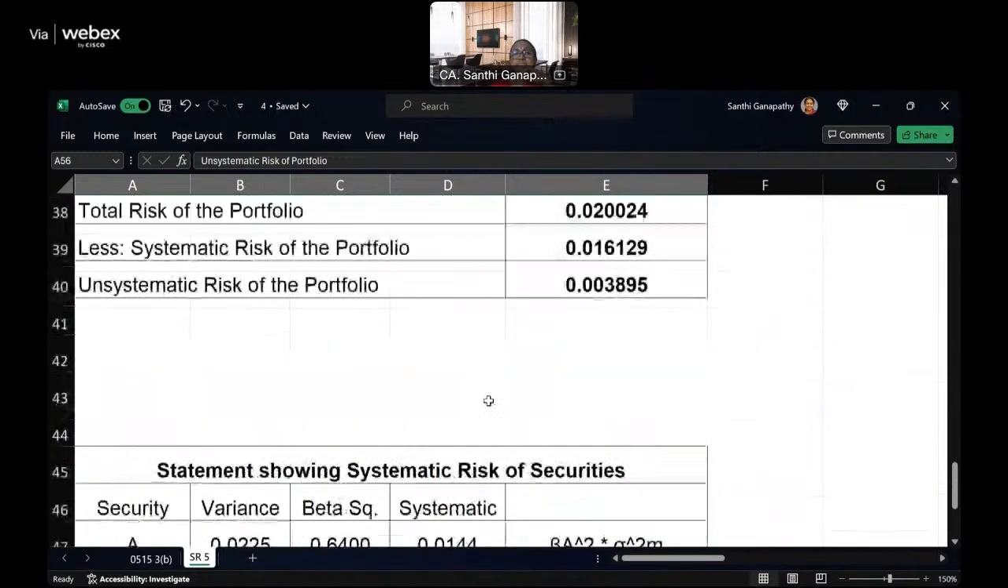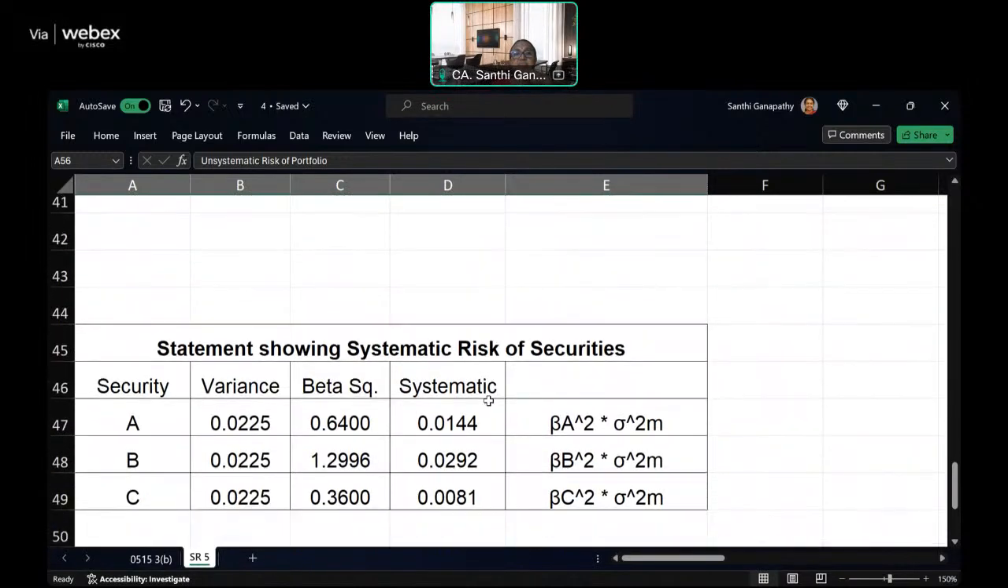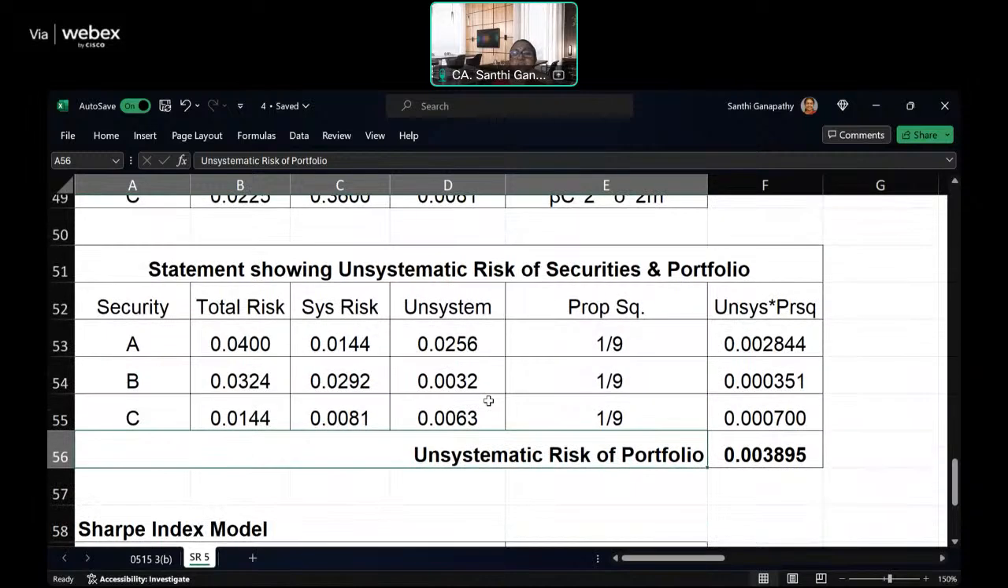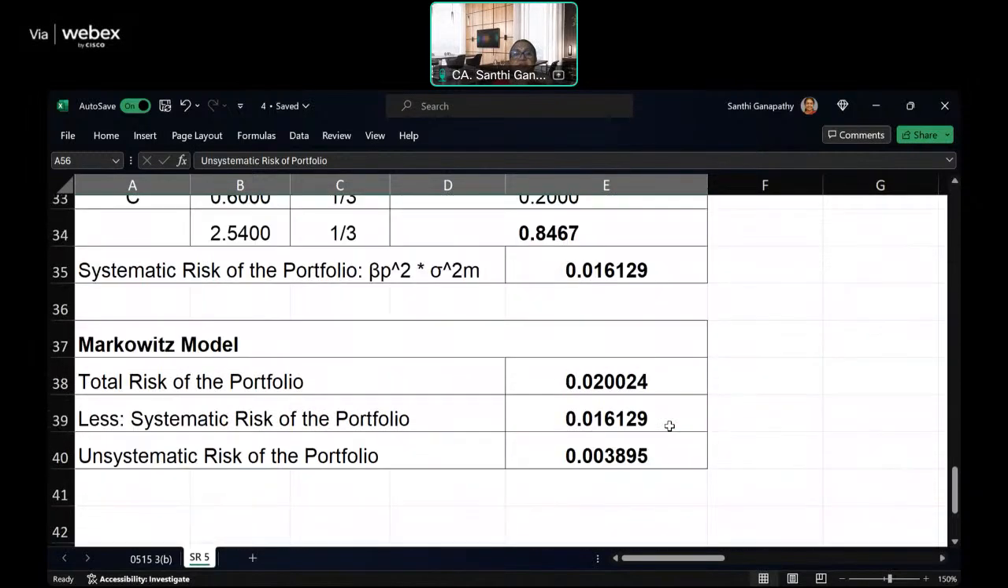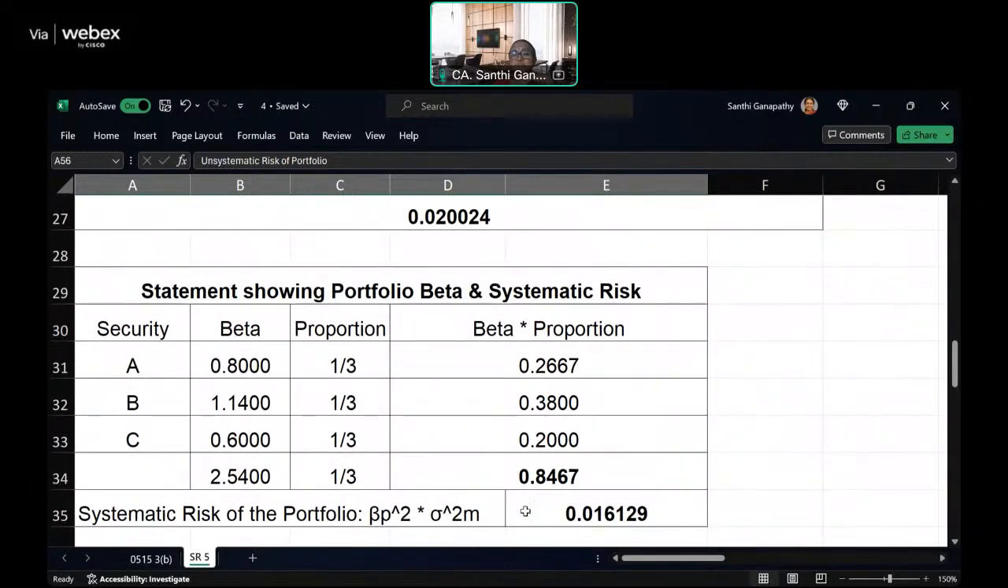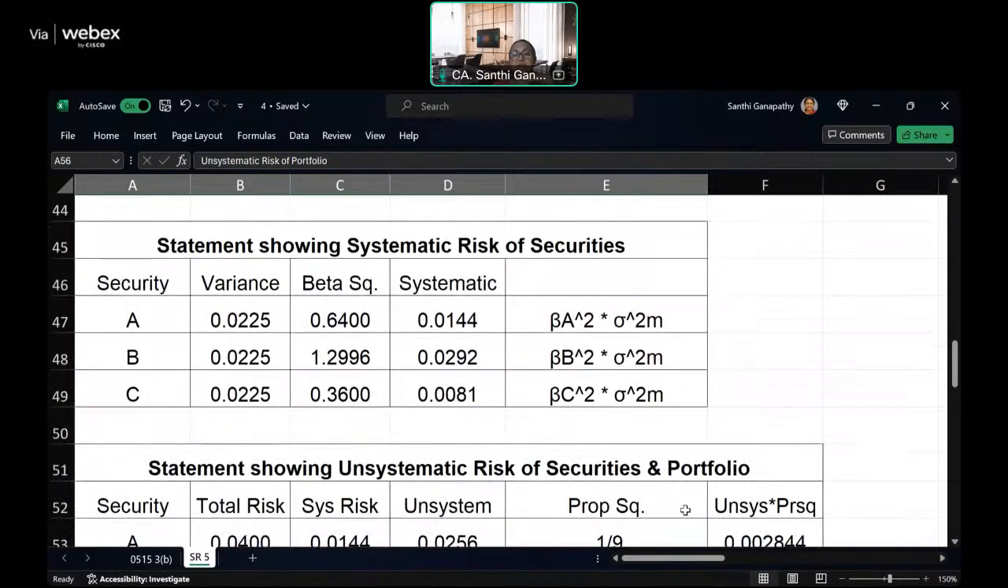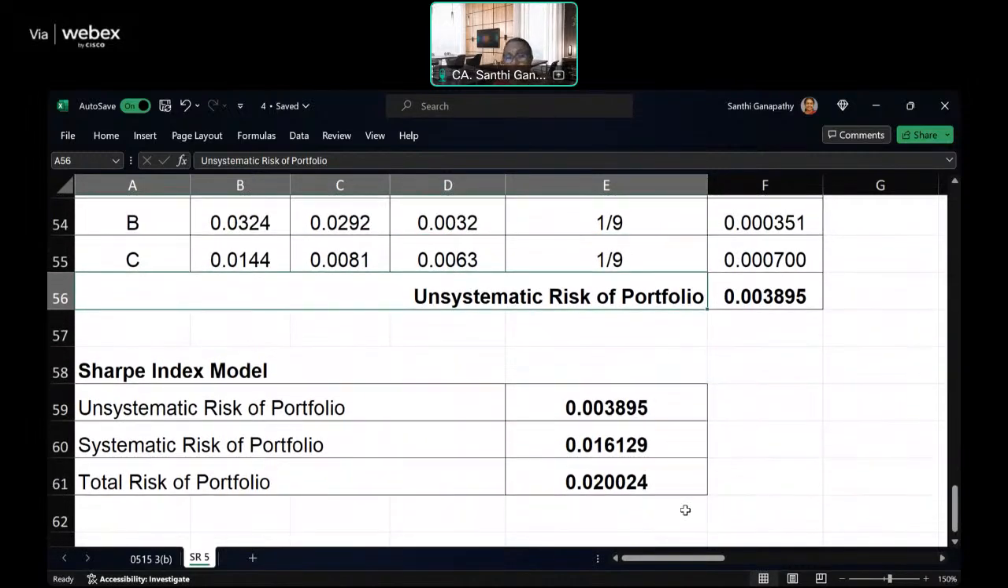So now we have the unsystematic risk of the portfolio. Systematic risk of the portfolio we already found. Add, we get the total risk using Sharpe index model.